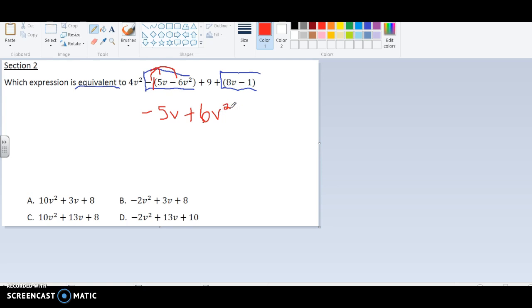All right, and then we can just drop down the rest of that. So I'll drop down that 4b squared, drop down that plus 9, and then now I've got to look at my other set of parentheses, and in this case there is an implied 1 in front of the parentheses, but since it's just a regular positive 1, we don't need to do anything with it, so we can drop that down as well. So we'll just have plus 8b minus 1.